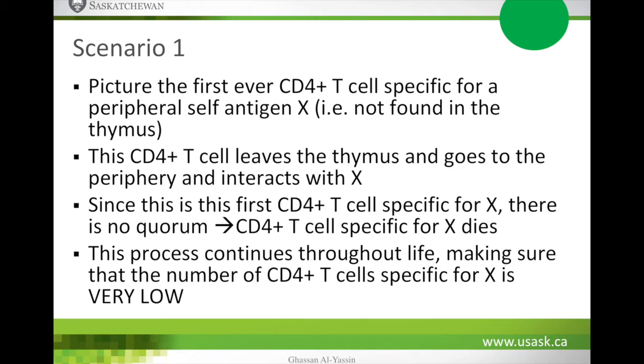Now imagine the first ever CD4 T cell specific for X. This CD4 T cell will leave the thymus, go to the periphery, and interact with X. In this scenario, quorum will not be established because there are no other CD4 T cells specific for X. This CD4 T cell will be deleted. And every time a new CD4 T cell specific for X is generated, it will be deleted. This makes sure that the body is tolerant to X throughout life as long as X is continuously present.